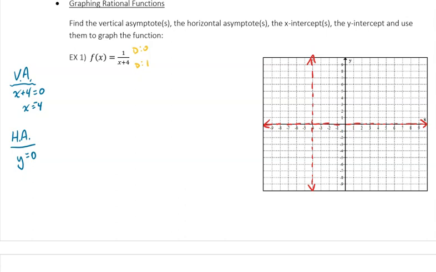Okay, next one. We need the x-intercepts. Remember, that's where y equals 0, or it's just setting the top equal to 0. Well, in this case, if we set the top equal to 0, that's 1 equals 0. That isn't true, which means there's just no x-intercepts.